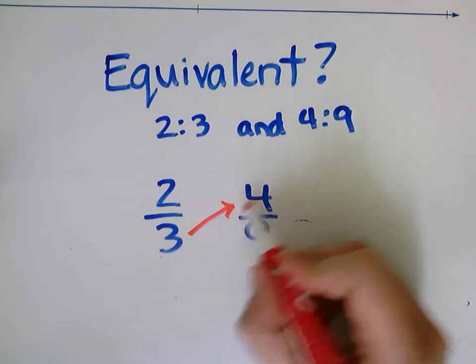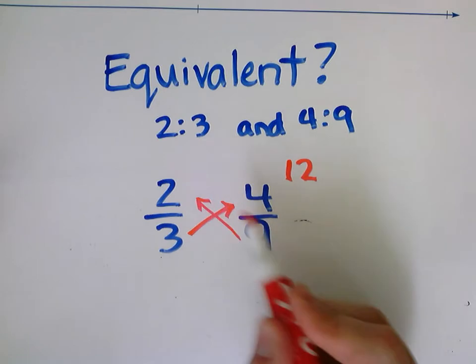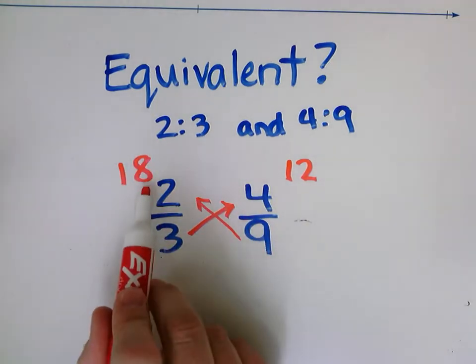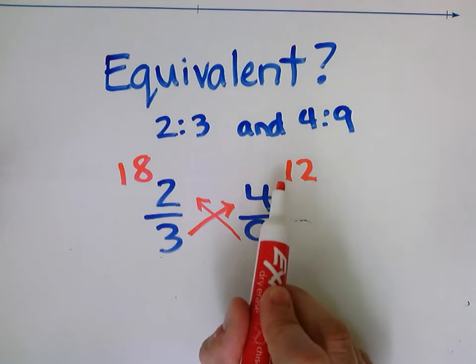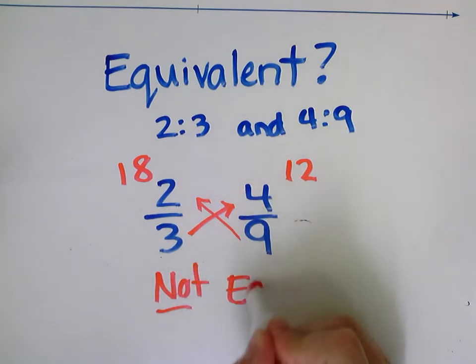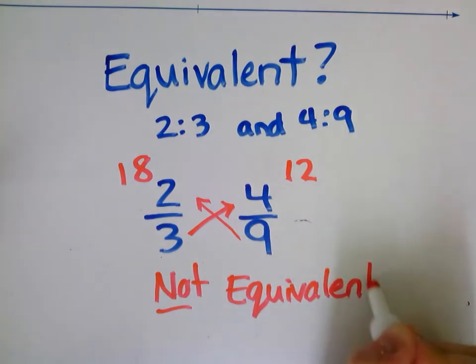3 times 4 is 12. Then I'm going to come over here, multiply this way. 9 times 2 is 18. 18 is not equal to 12. So these are not equivalent ratios. These are not equivalent ratios.